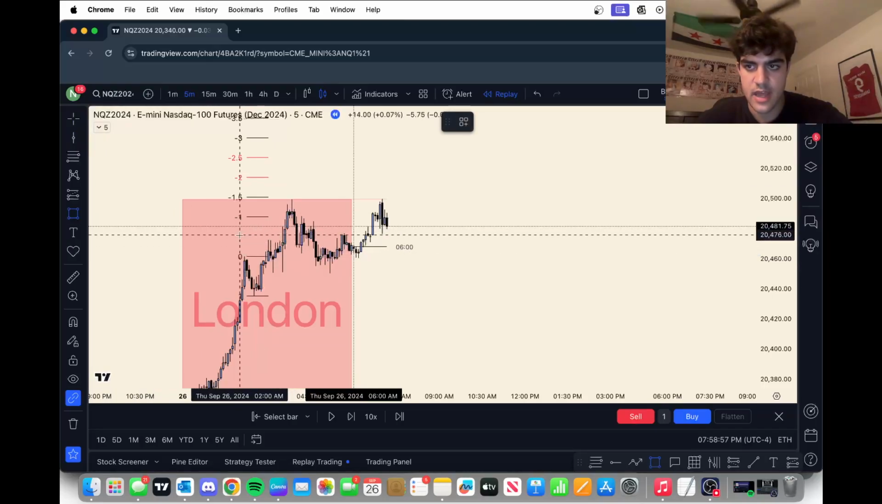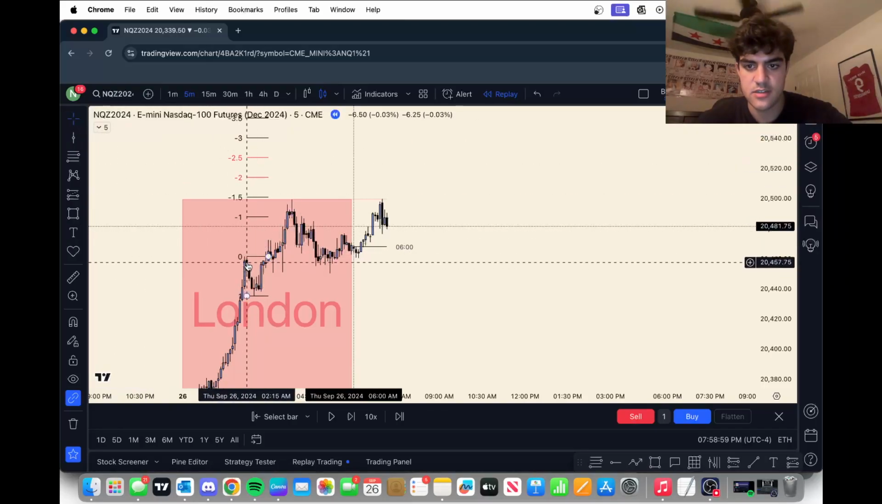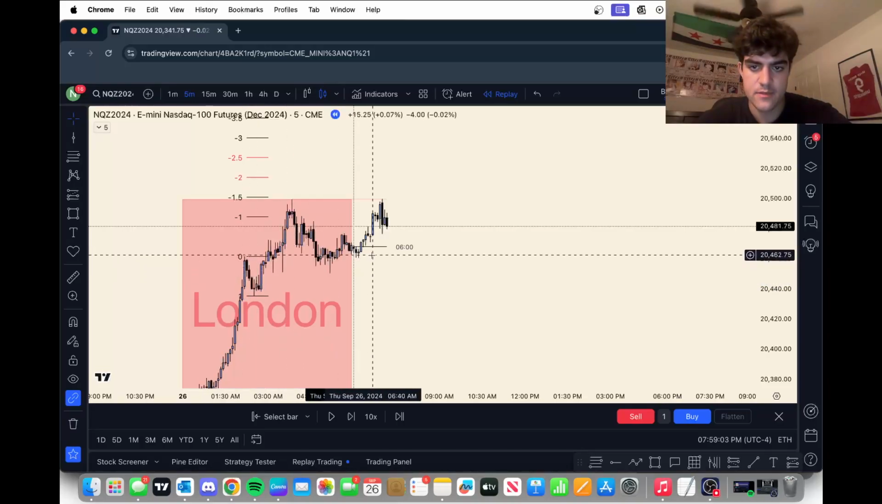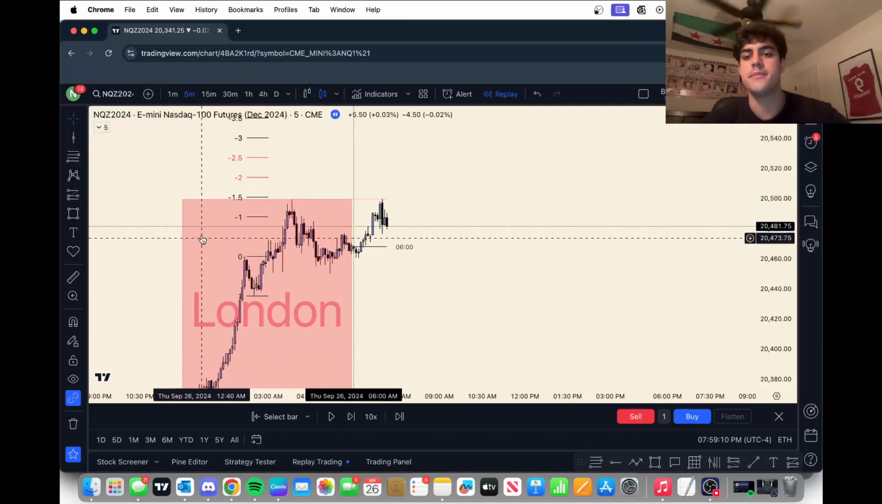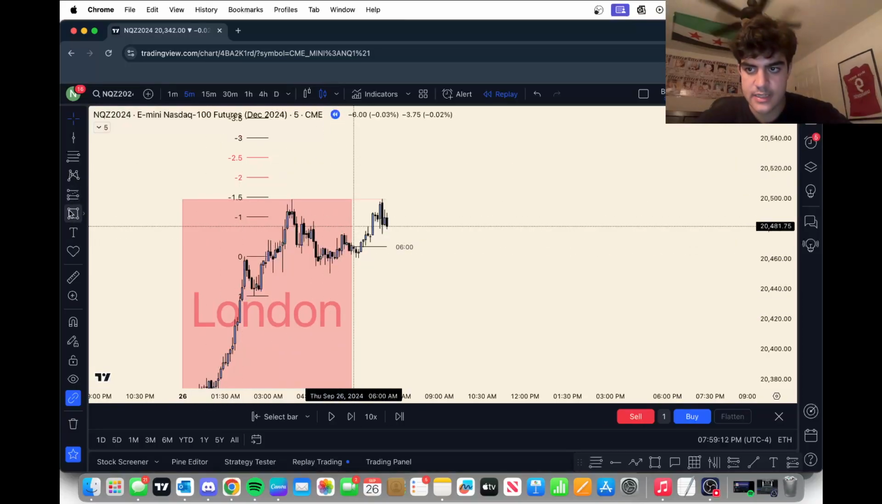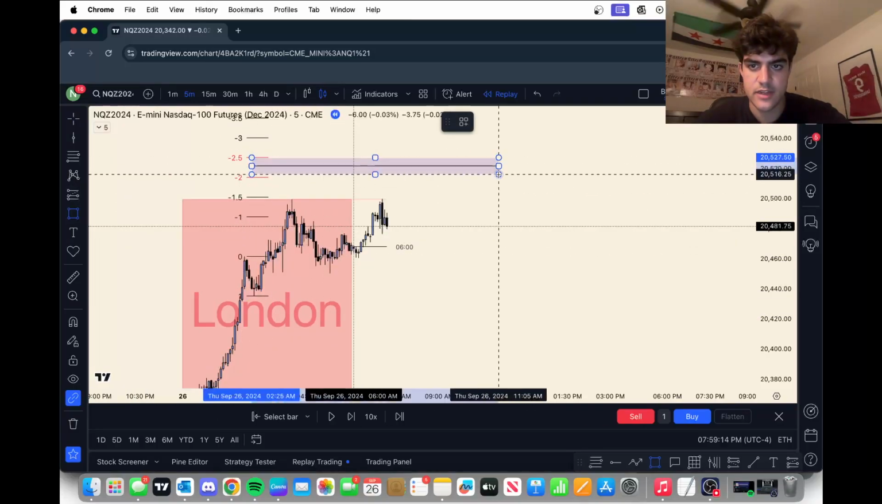So let's say we're measuring the previous range, from the 2-hour candle, so from 2 a.m. to 6 a.m. So this 4-hour candle right here. Let's say we are measuring this manipulation leg down here before the run up. All right. Let's say we are targeting the -2, -2.5.